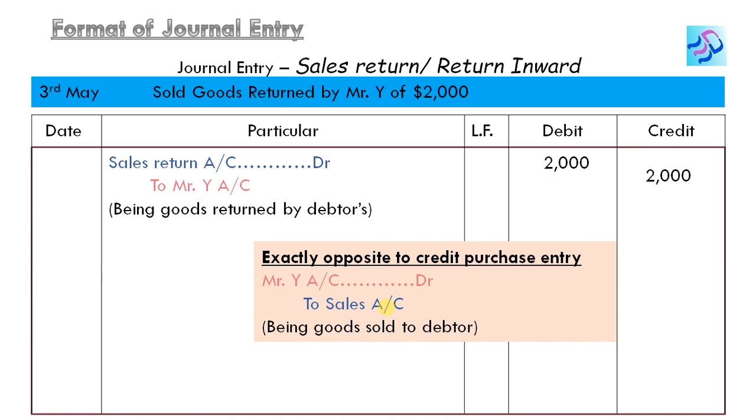For example, goods sold returned by Mr. Y. In this case, Mr. Y is the giver, so he goes on credit side. And sales goes on credit side, so the sales return is the exact opposite of sales, so it goes on debit side with their respective amount.